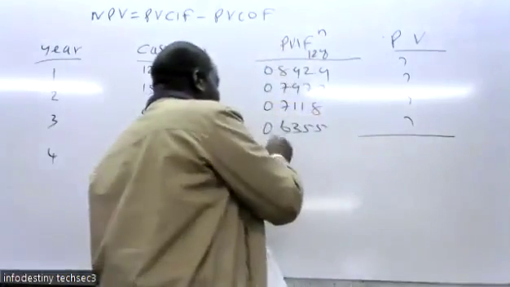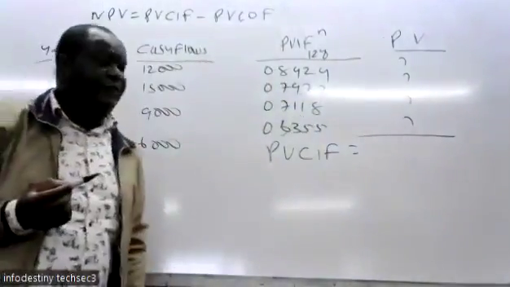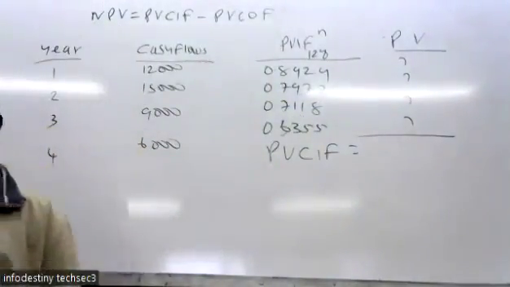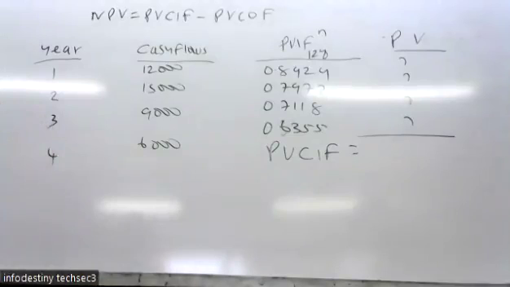Then you add them together. That is what will give you the present value for the cash inflows. The question is asking the point.